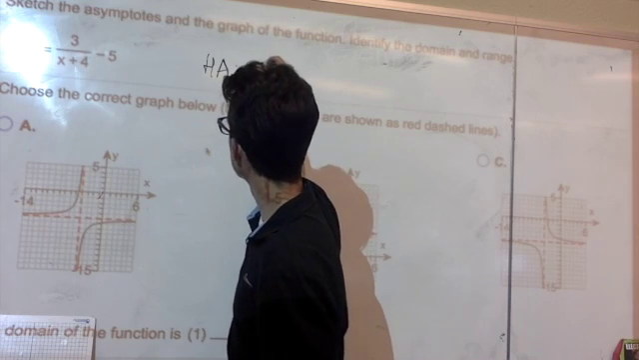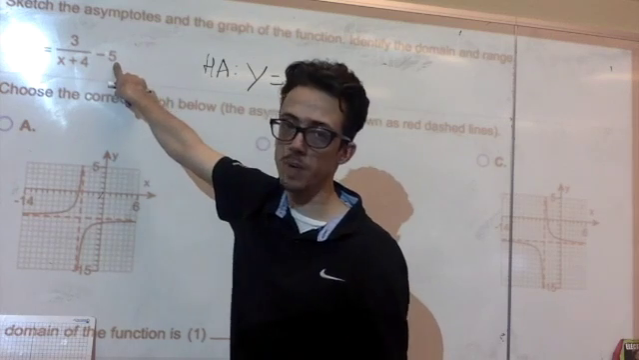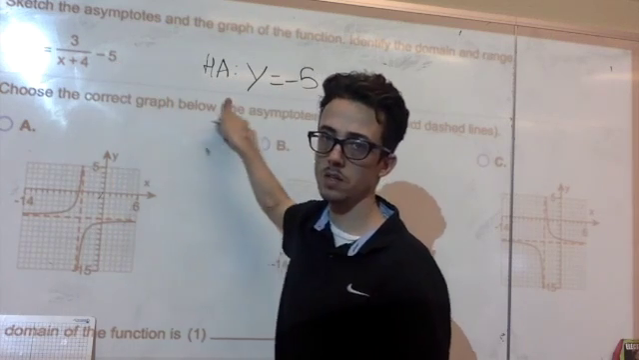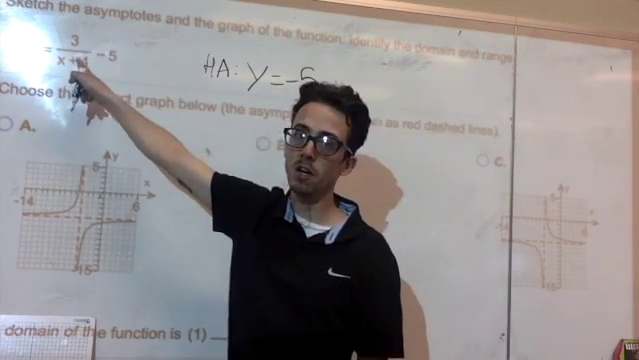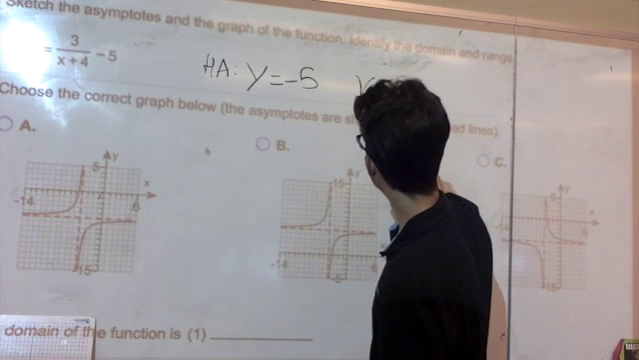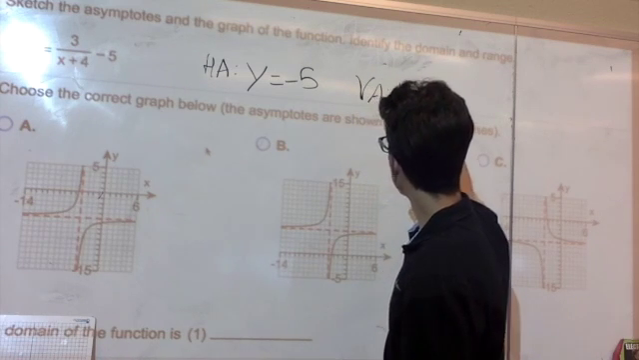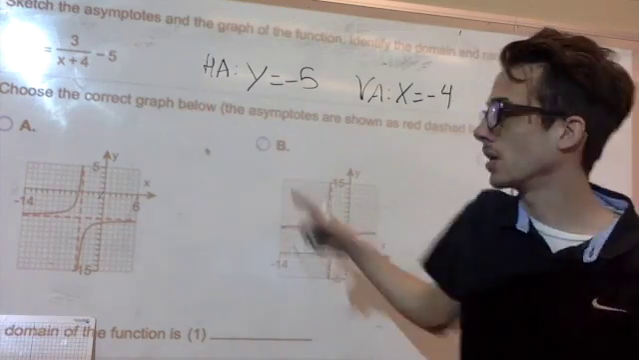when y equals -5. And again, that's based off of this term at the way end. So that's where our horizontal asymptote is. Based off of the denominator, our vertical asymptote is where x equals -4. So I know those just based off of looking at the equation.